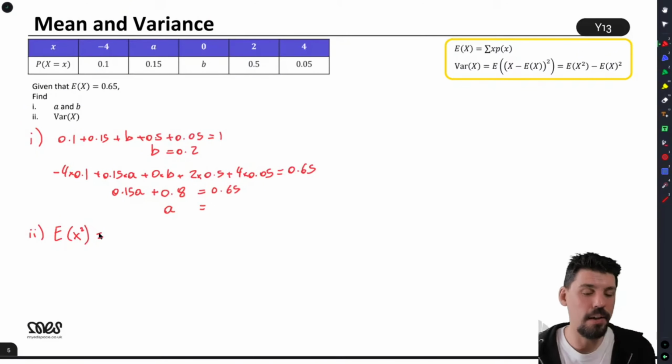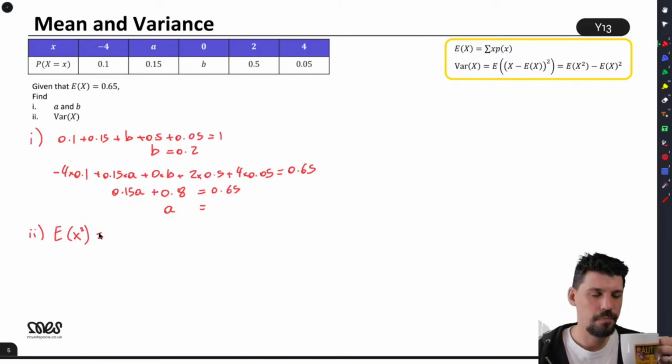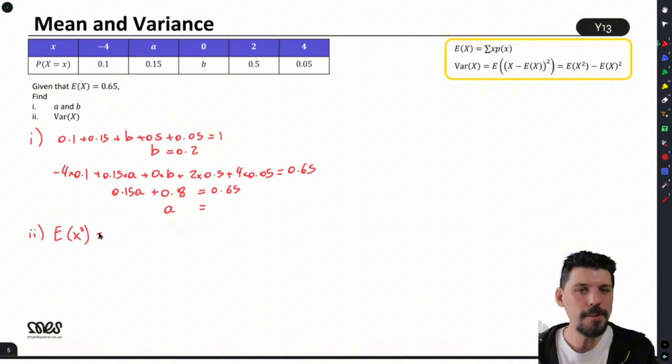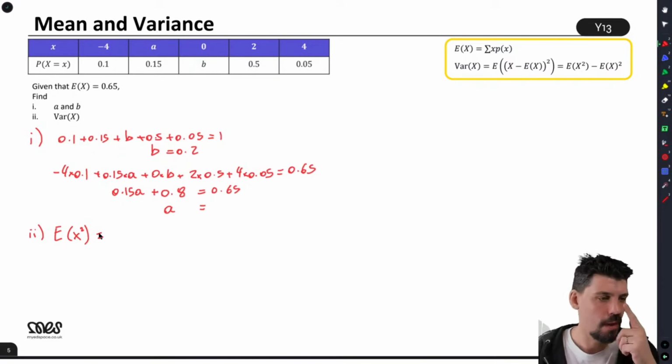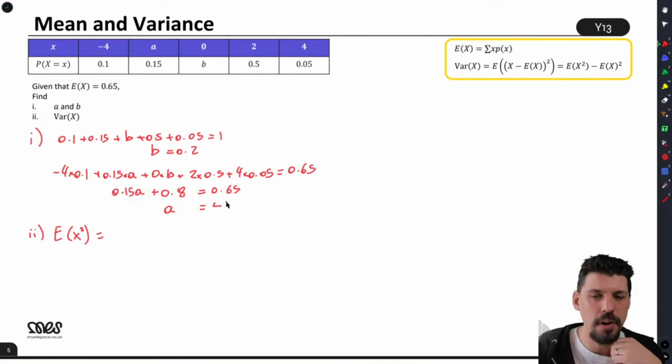Then we are going to have to find E of x squared. Yeah, it should come out as minus 1, right?